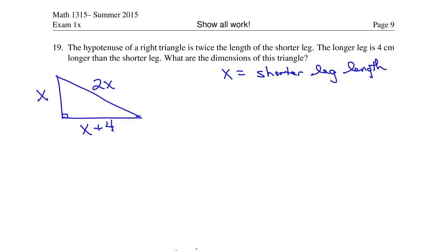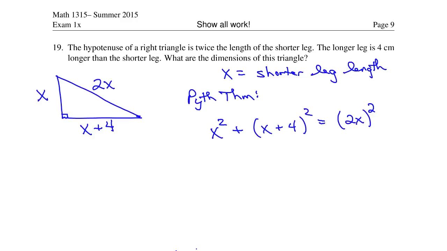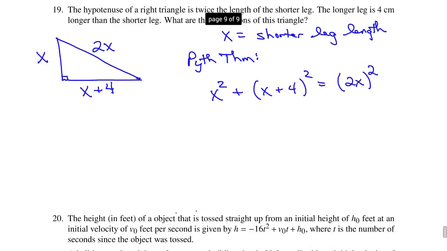Now it's a right triangle, so we're going to use the Pythagorean Theorem. And we will have x squared plus x plus 4 squared is equal to 2x squared. And I'm just going to solve this for x. So we get x squared, multiply out x plus 4 squared, that's x squared plus 8x plus 16. 2x squared is 4x squared. The 2x is the entire quantity being squared, not just the x. So it's got to be 4x squared.